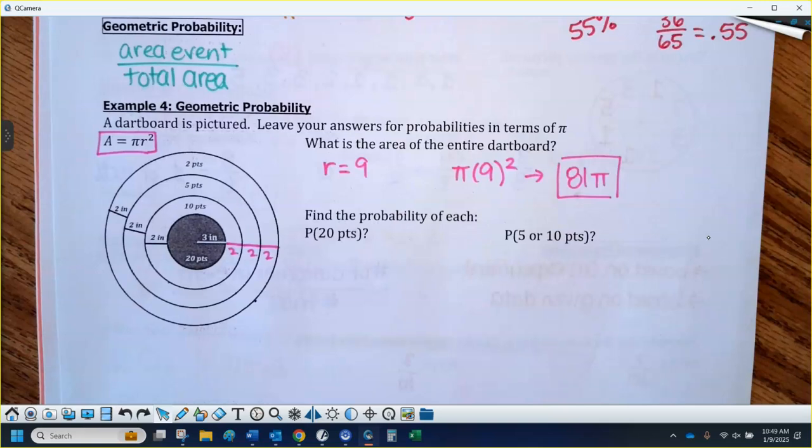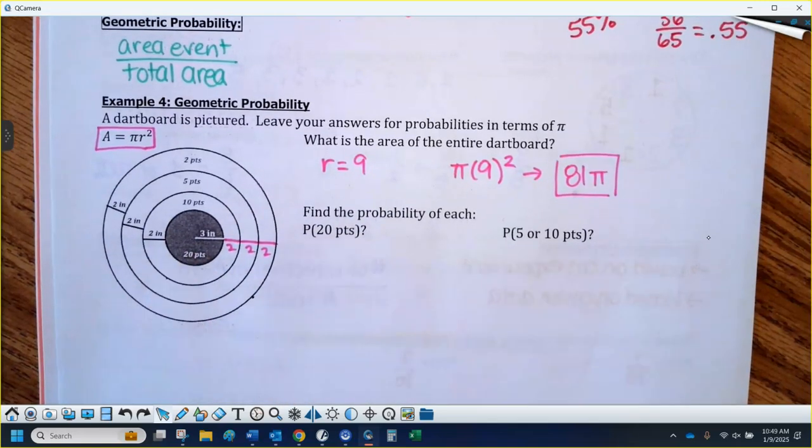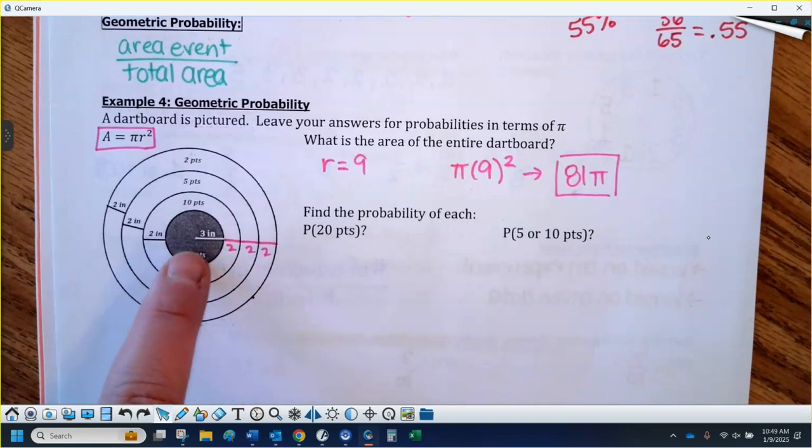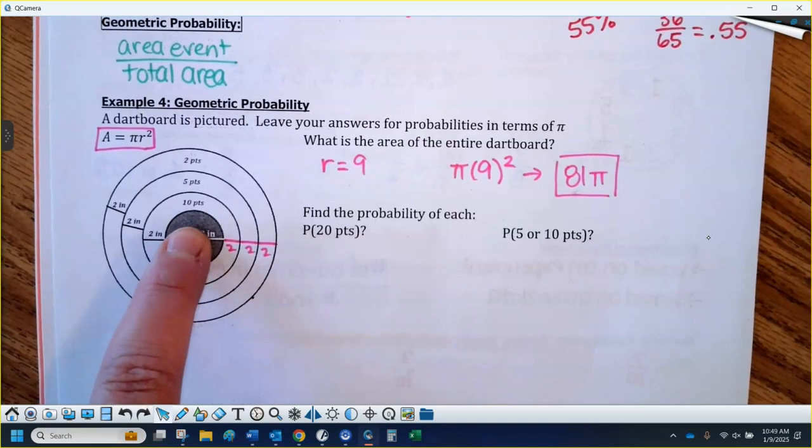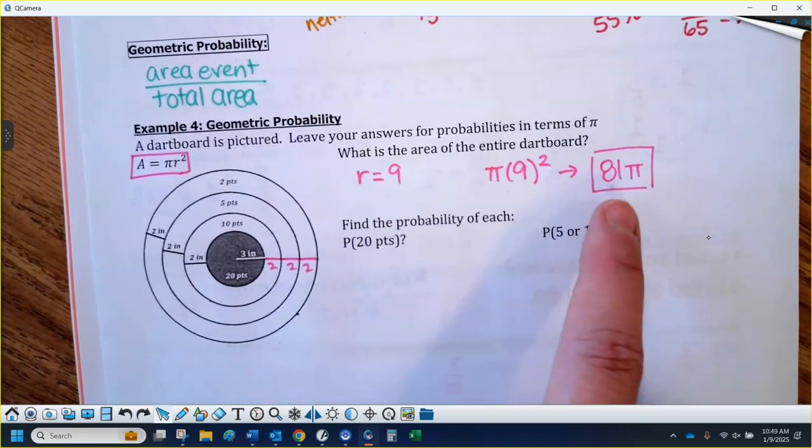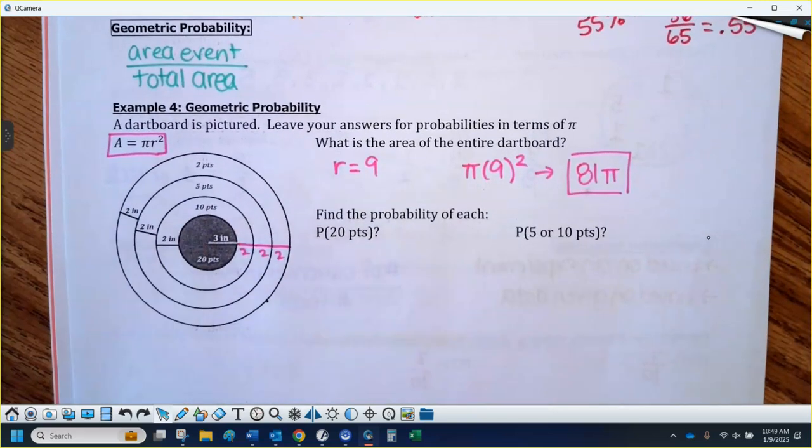Okay, now find the probability that I get 20 points. So we're just saying if we randomly throw at this, what's the probability you would land in the center part? Okay, so the 20 point, that's the bullseye area. So I would have to find the area of that piece and then over the total area. How would you find the area of this center shaded in piece? What do we think?